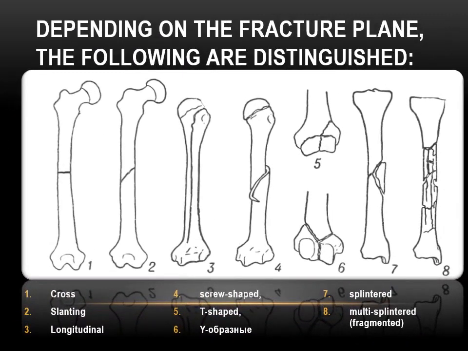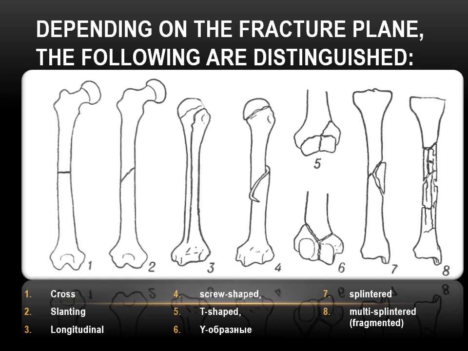Depending on the plane of the fracture, that is, on the line that separates the bone, fractures are divided into transverse, that is, in this case, the line runs almost across the axis of the bone. We have oblique fractures, here it is. We distinguish longitudinal fractures, quite a rarity, but sometimes such fractures occur in some bones. Helical fractures. You notice that the line runs in a spiral.